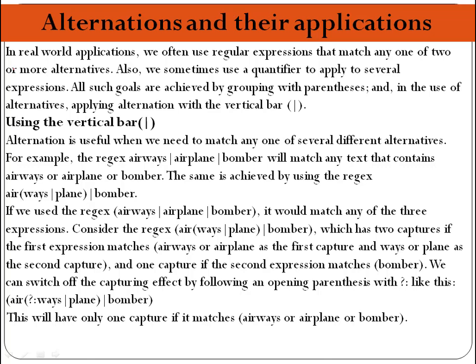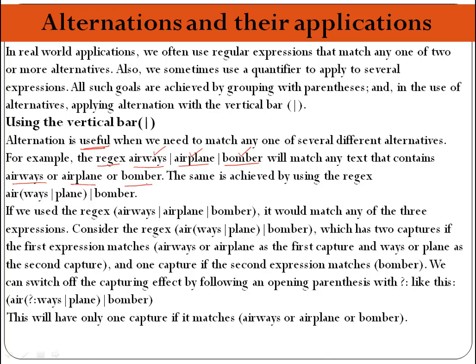Now how to use the vertical bar? Alternation is useful when we need to match any one of the different alternatives. We have already discussed it. We will look at an example. Here we can see an example of a regular expression with airways, airplane, bomber. It means either airways or airplane or bomber will match any text that contains airways or airplane or bomber.